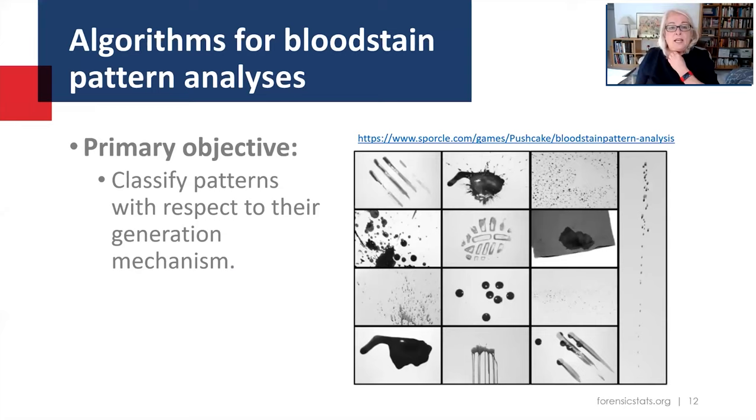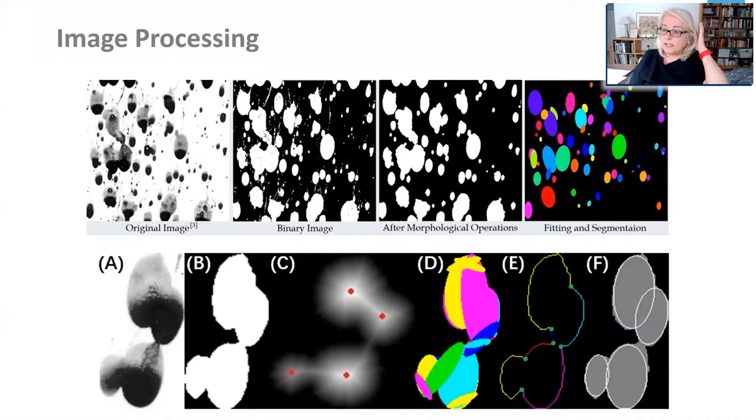In terms of bloodstain pattern analysis, again, if you've heard Hal's presentation, you know that the primary objective is to use an algorithm to classify patterns with respect to the mechanism that generated the bloodstain pattern. I'm not going to go into details here, but you know that the first step in the algorithms that Hal and his collaborators are developing is to represent a stain pattern like this one up here that is composed of thousands of droplets using ellipses.